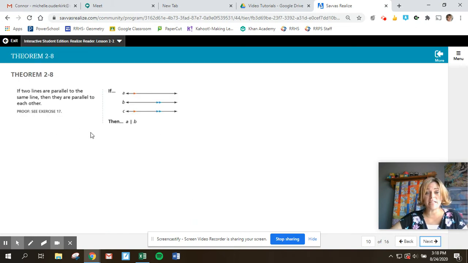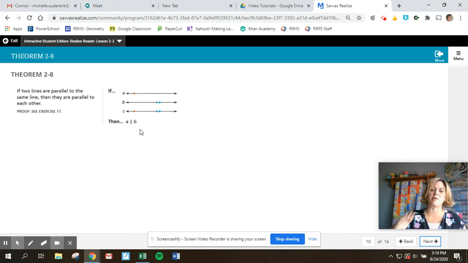Here's another theorem. There's a lot today. If two lines are parallel to the same line, then they are parallel to each other. So let's look at this. Lines A and C, see those little red lines? They're parallel. Lines B and C, they're parallel. So A is parallel to C, B is parallel to C. So they're both parallel to C, therefore they are parallel to each other.